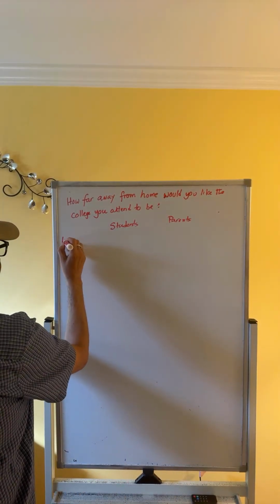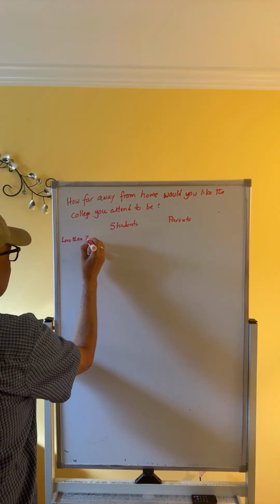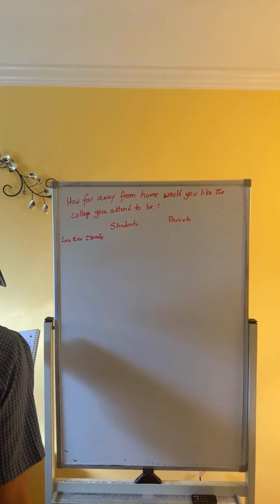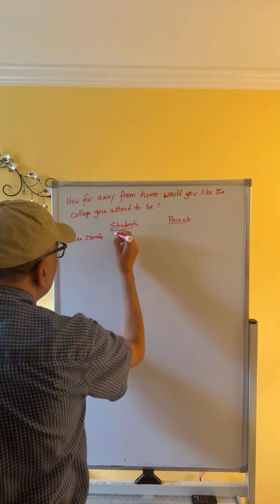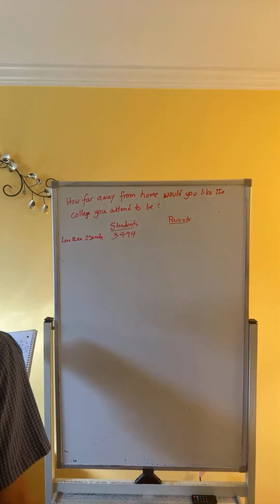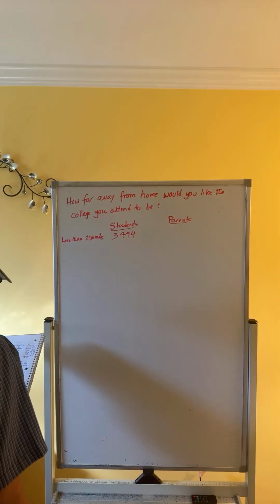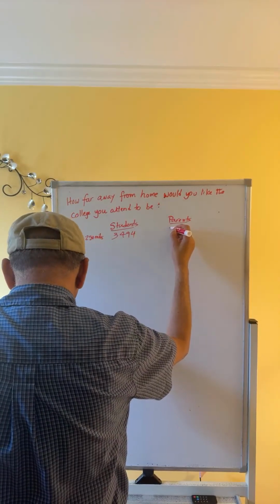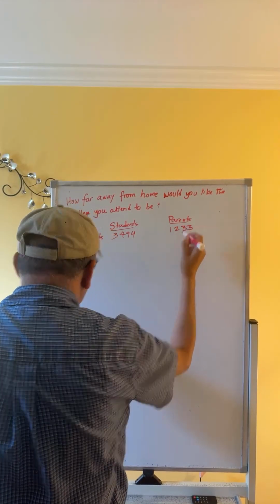The first category is less than 250 miles, and 3,494 students would like the college to be located less than 250 miles away from home. For the parents, the total number of parents who agreed to that category is 1,233.